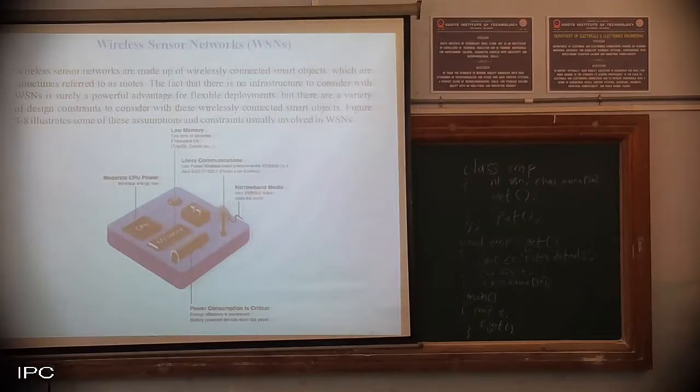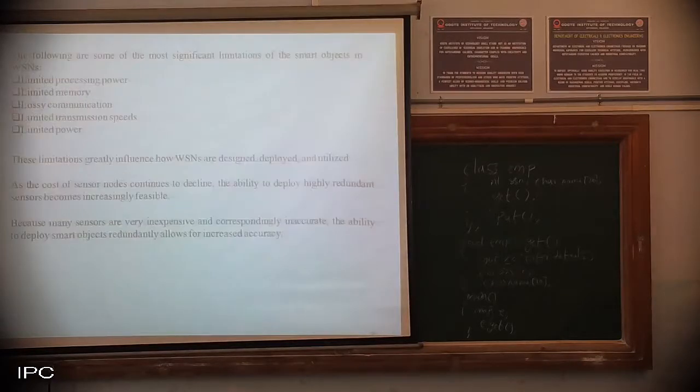And then next is the wireless sensor networks. Advantages and disadvantages we have already discussed, and what the meaning of a wireless sensor network is, that also we have discussed. So I have skipped the introduction, and the main thing here is the following: some of the most significant limitations of the smart object in the wireless sensor networks.